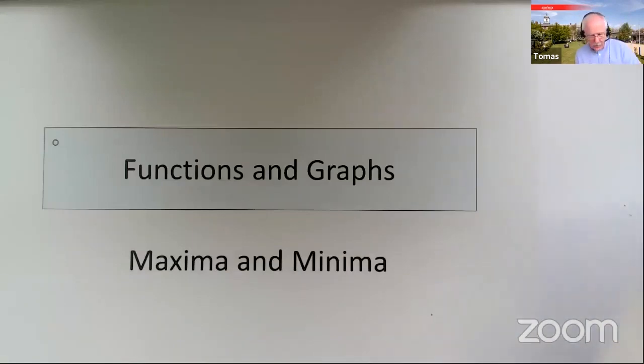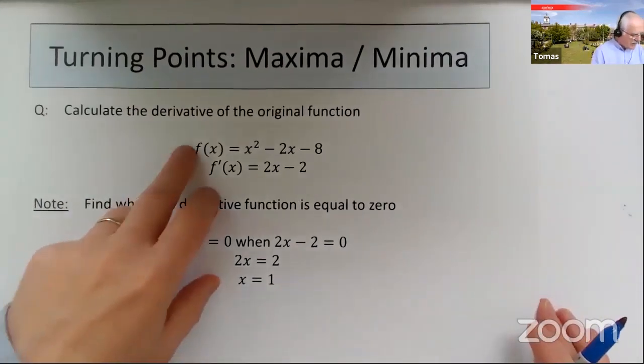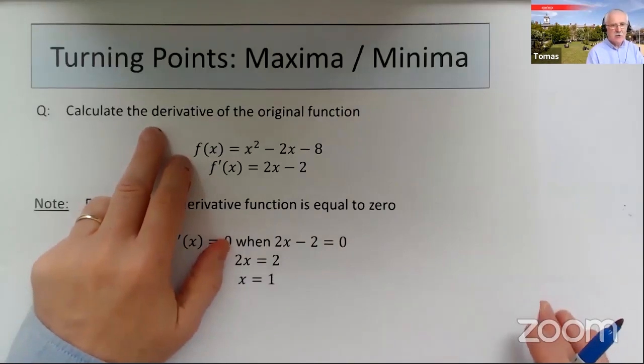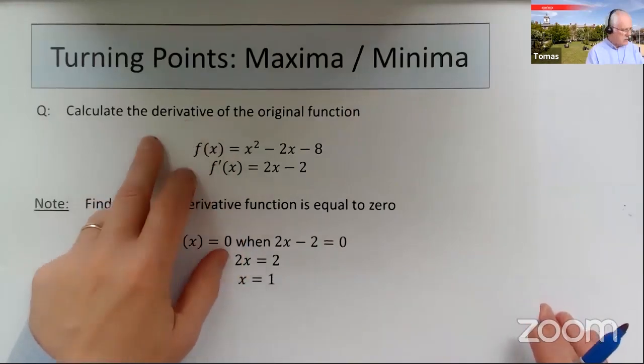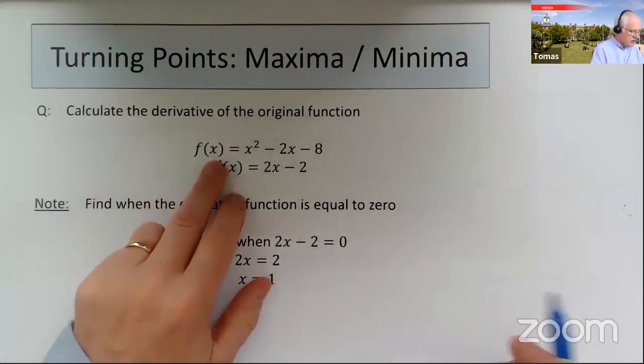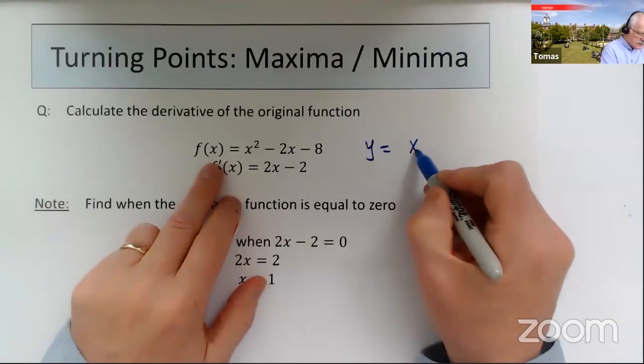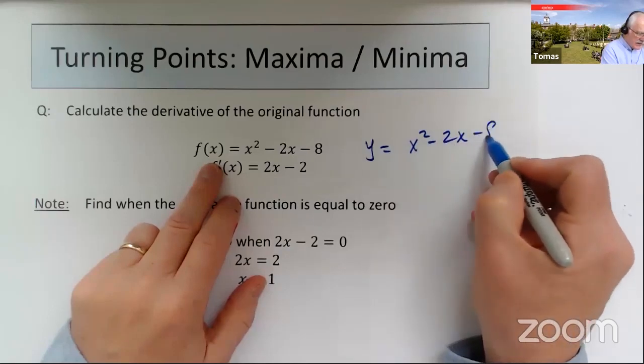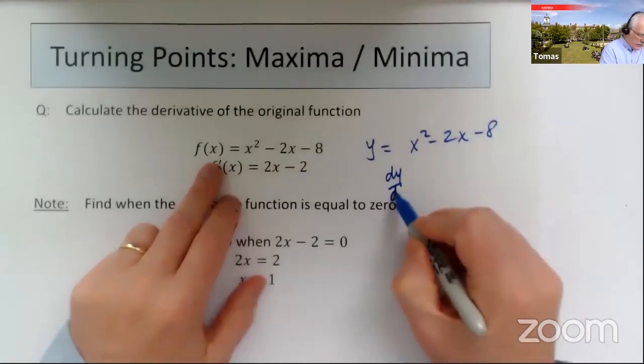So we look at the turning points and we say, calculate the derivative of the function, right? Or, you know, dy dx, right? Calculate the derivative of the original function. So if y is equal to x squared minus 2x minus 8, what is dy dx?